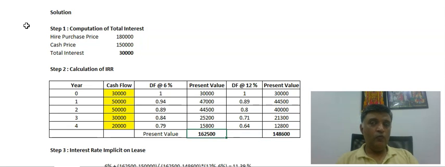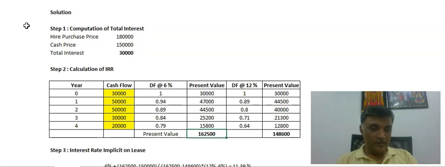Okay. Now, what is IRR rate? The rate which when used in discounting the cash flows, it will be very close to 1,50,000. Right? The cash flows are already given to you in column number 2, 30, 50, 50, 30, 20. If I discount the cash flows at that IRR rate, the sum total has to be 1,50,000. Right? But currently at 6%, the cash flows are 162,500, whereas at 12%, the cash flows are 148,600. But our objective is to reach 1,50,000.